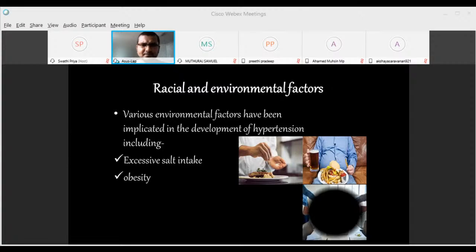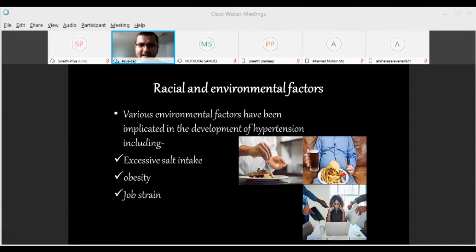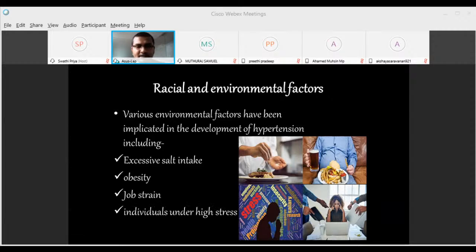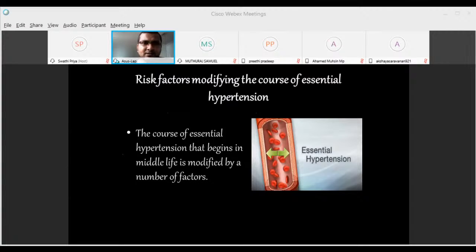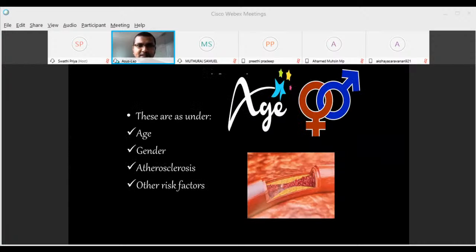Then job strain, for those people who are straining themselves in their job without taking rest. They are working day and night. Okay, and individuals under high stress. For those individuals having high stress, even this job strain can lead to more stress. Okay, and these are risk factors modifying the course of essential hypertension. So the course of essential hypertension that begins in middle life is modified by a number of factors. So those factors are age, gender, atherosclerosis, and other risk factors.